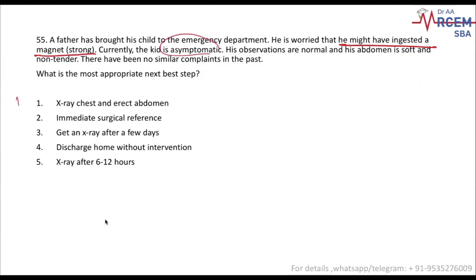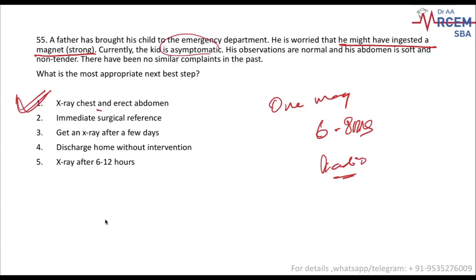Again, getting X-rays in different views is important. Once you feel it is one magnet, then you can plan to discharge and repeat the X-rays after 6 to 8 hours. You'll be repeating, and radiological review is required to make sure there is no progression. All those things can be done, but the first thing we need to find out is how many magnets are there, by getting the X-ray done.